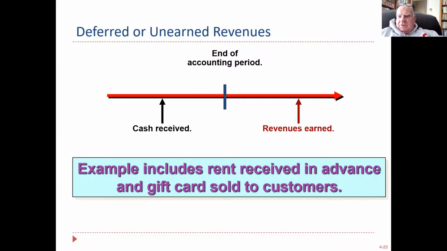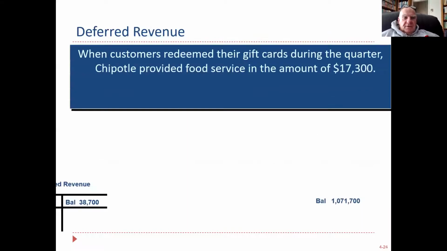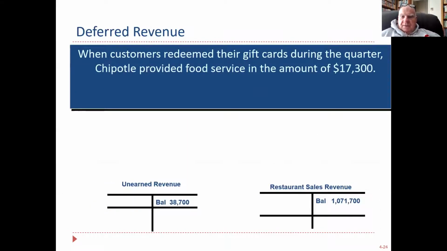And I don't know if you guys had to do the article on the accounting for gift cards, which has changed fairly recently. I think that's the most interesting article of all the assignments in my world. Deferred revenue, $17,300.